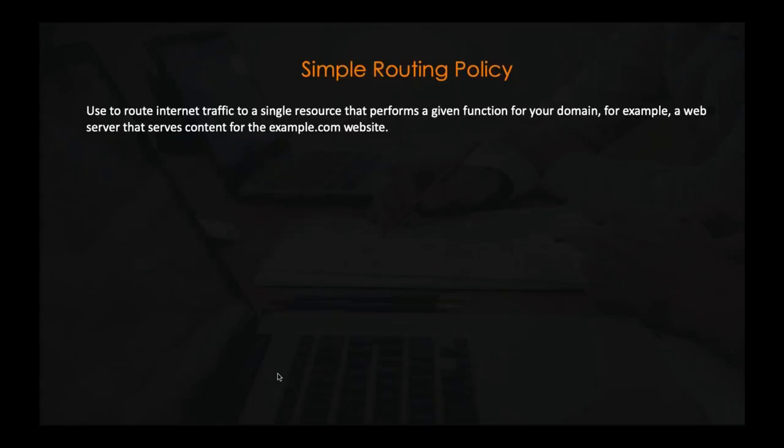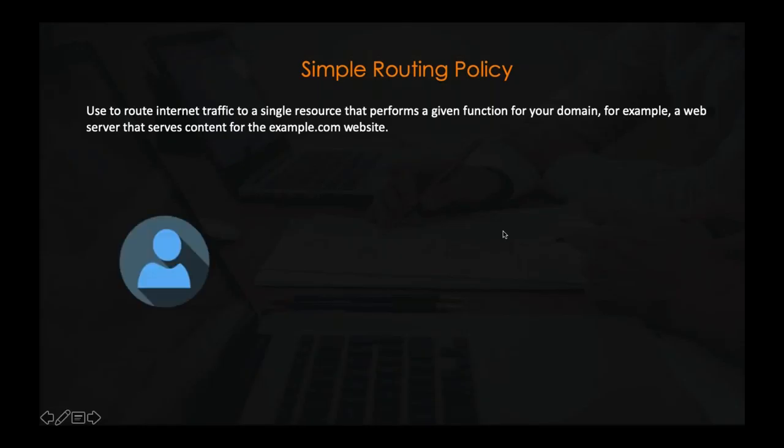So what is simple routing policy? Simple routing policy is used to route internet traffic to a single resource that performs a given function for your domain. For example, you have a web server that serves the content for the example.com site. You have one particular server, or multiple servers with one load balancer, and one domain, maybe example.com. When you want to drive all the traffic coming from the world to example.com to that server, you can go for a simple routing policy.